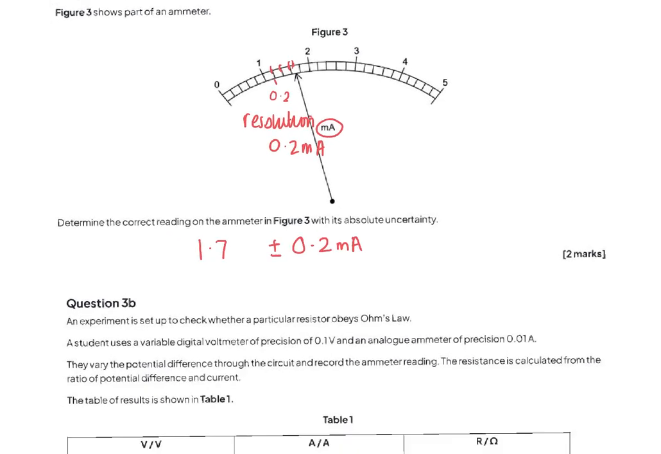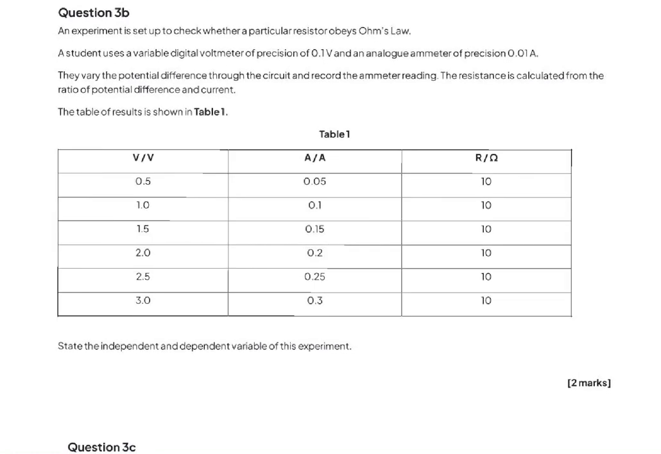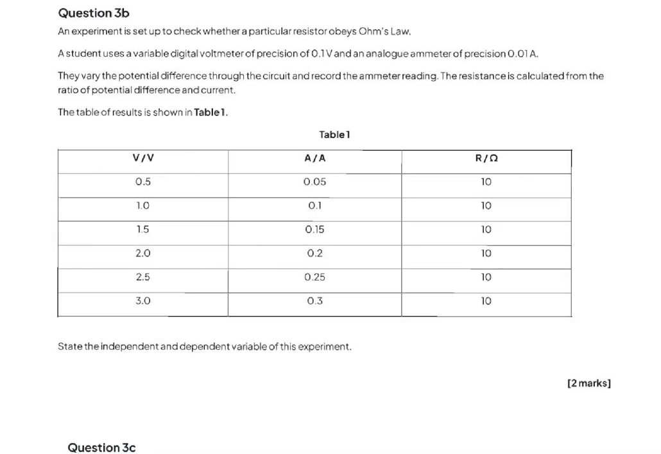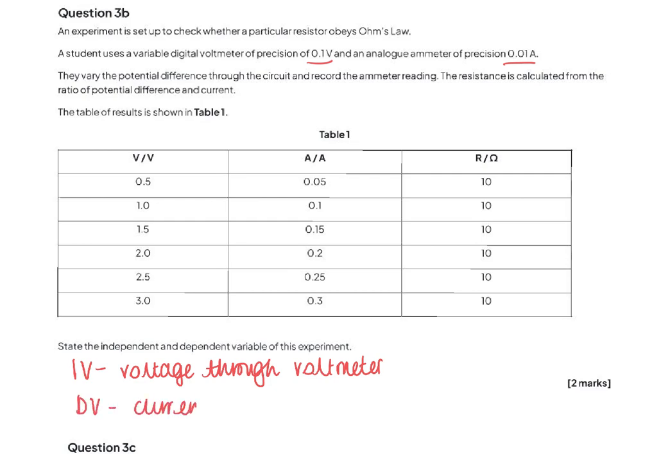On to question 3b. We are setting up an experiment to check whether something obeys Ohm's law. We're going to use a digital voltmeter with a precision of 0.1 volts and an analog ammeter 0.01 amps. You're going to vary them both and then calculate the resistance. So first of all, what is our independent and dependent variable? So our independent, our IV, that's what we change. So that is our voltage or potential difference through the voltmeter. That is what we are changing. And what we are measuring, that's our dependent variable, is our current. And we are using the ammeter to measure that.